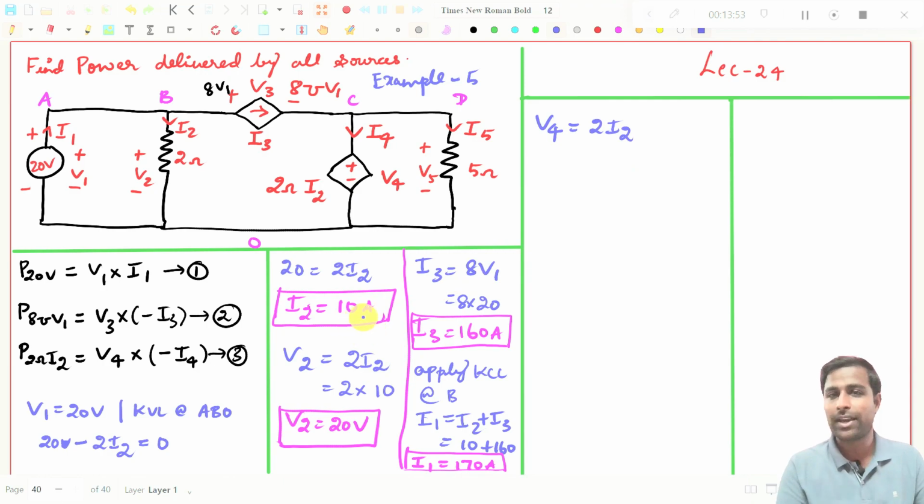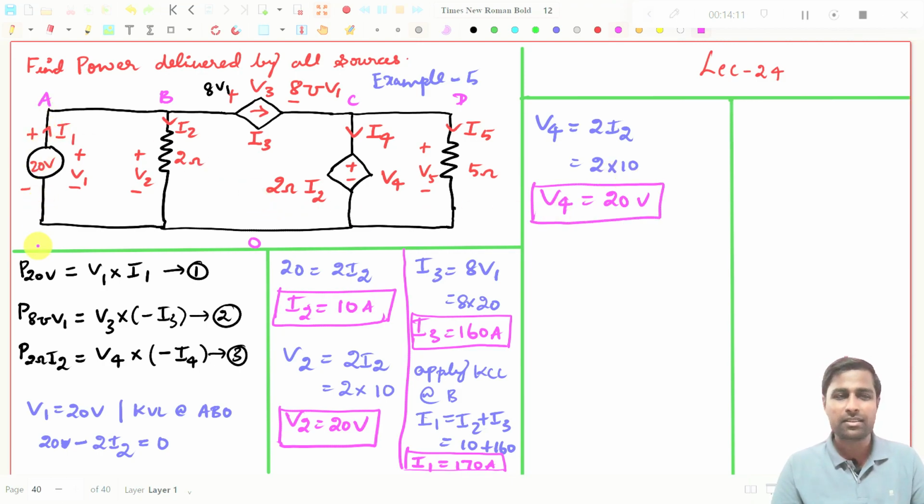So you can easily substitute here. So 2 into 10 ohms. That is 2 into 10 ohms, right? That is what we have found here. So obviously, what is V4? V4 should be equal to 20 volt. Right? As I have told you here, see, this is connected parallelly to this branch. So V1 should be equal to V2. That is what we have got. V1 is equal to 20 volt and V2 is equal to 20 volt.